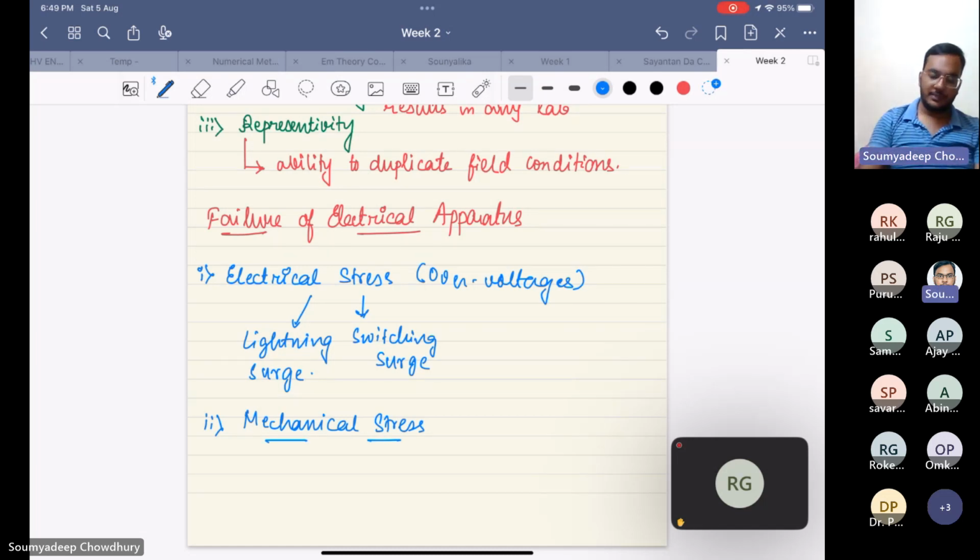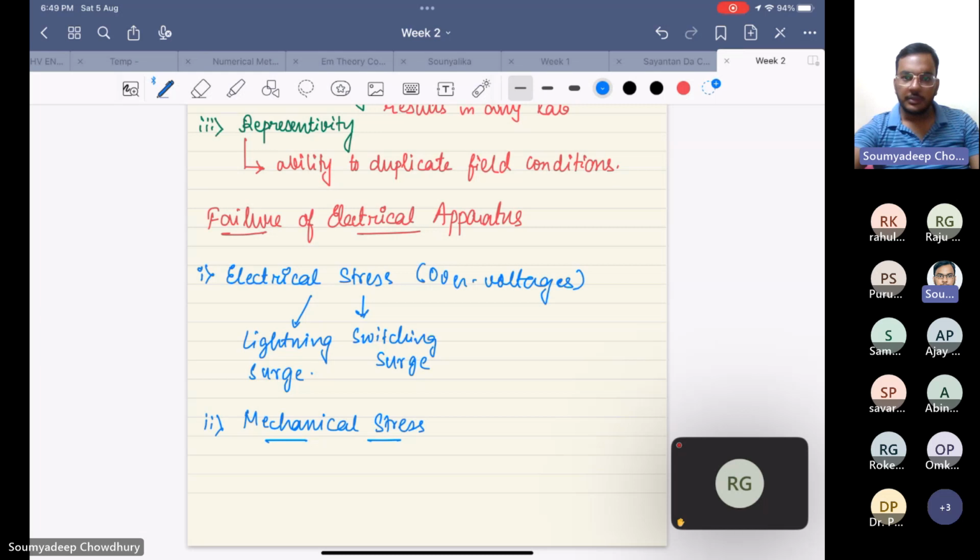So when can a mechanical stress happen? Suppose you are transporting the equipment from the manufacturer to be tested or to commission it in the actual power line. During that time, there can be some fracture in the equipment, some stress can appear, some mechanical things can happen. Anyone has any doubts?